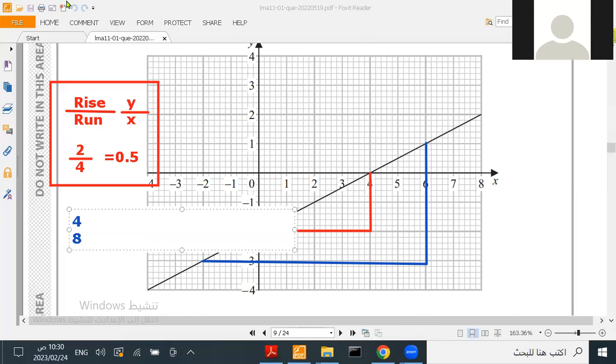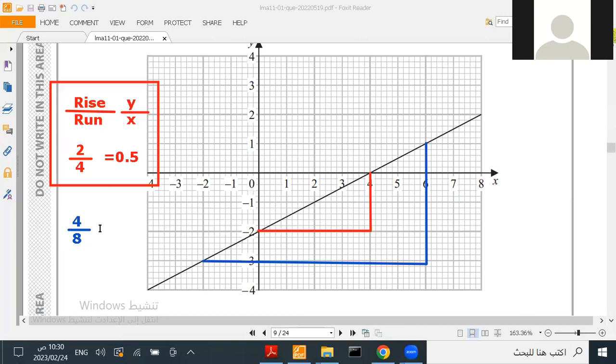4 divided by 8. I'll do it with a calculator here and let's see what we get, and the answer is 0.5. It gave me the same gradient because for a straight line, the gradient is always the same. No matter which triangles I make, the gradient is always the same. So for now, the answer is that the gradient is 0.5.